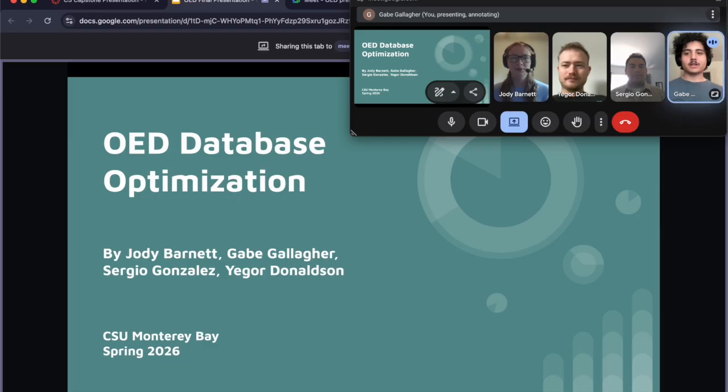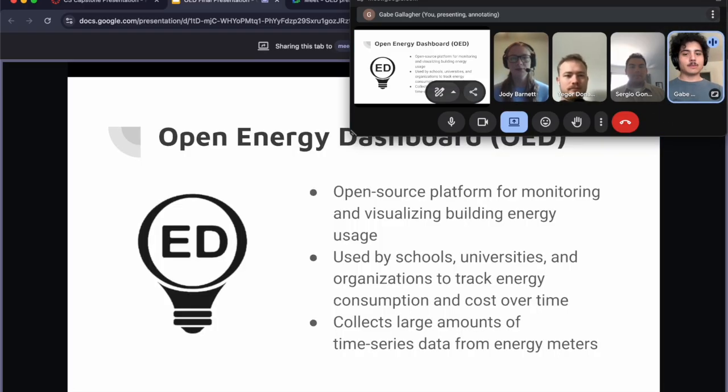This is our presentation for our capstone on Open Energy Dashboard database optimization. Open Energy Dashboard is software that a number of different people use, generally for tracking energy usage across a large number of sites. An example of those sites could be universities. Generally, universities I think is OED's biggest client. It's open source, meaning anyone can work on it under its public license. So we were brought on to help work on it.